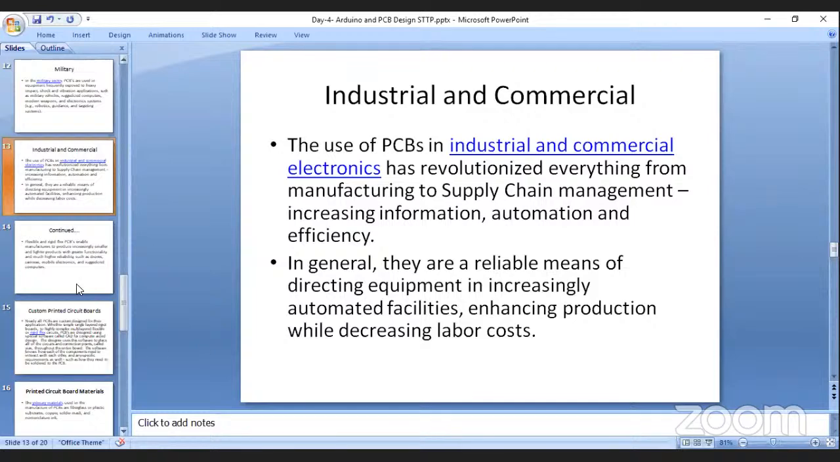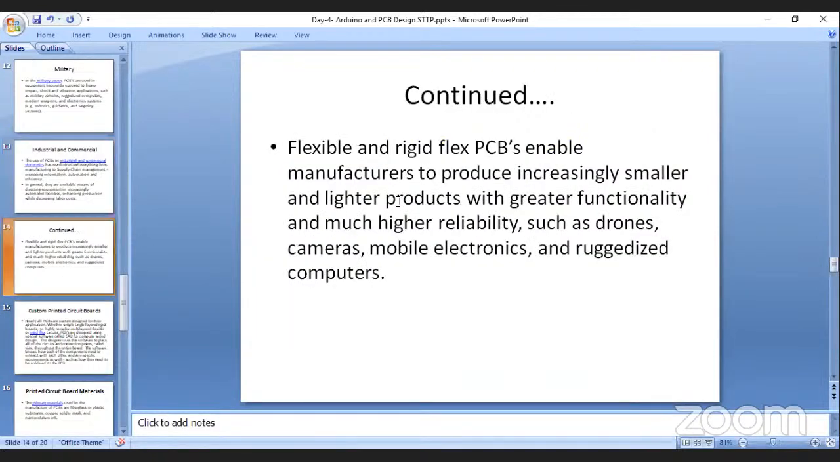So what are the different parts? Flexible and rigid-flex PCBs enable manufacturers to produce increasingly smaller and lighter products. Earlier, a plant worked with manpower and required a larger space, because no accidental event should occur in a complex environment. As soon as machines and humans are involved in the place, the plant size also becomes a part of the complexity.